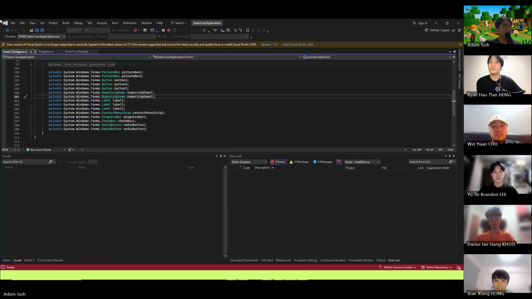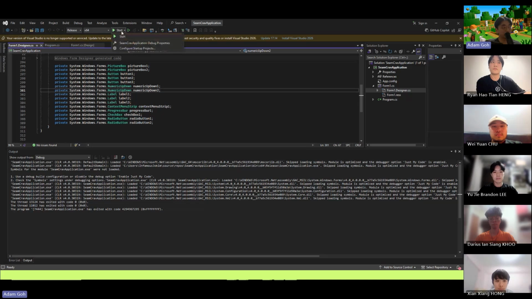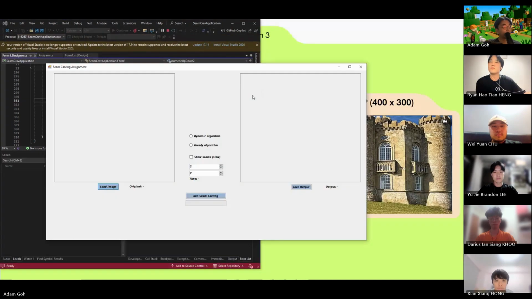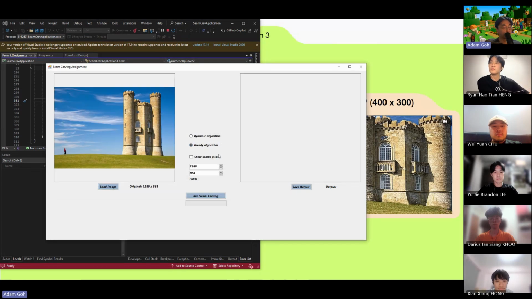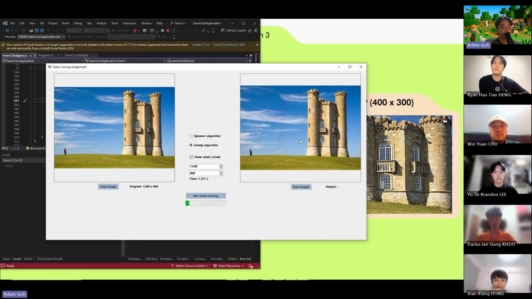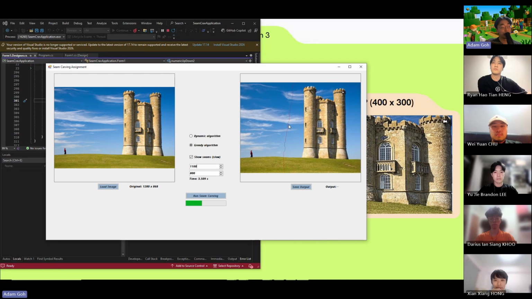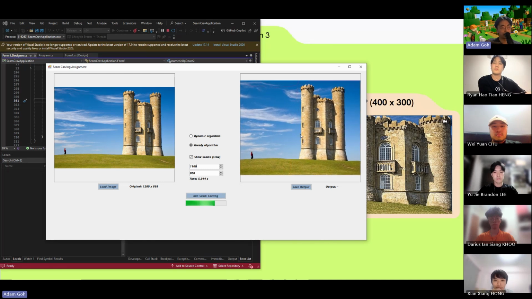Okay. So let me rerun the program. After running the program, it's the same logic. So I'll choose the same image, the tower, select the greedy, select the seam, maybe do it from 110 to 800, which will take a bit more time compared to dynamic programming. As you can see here, it's the same process where it will seam carve the image, but it will just take a longer time for more precision.